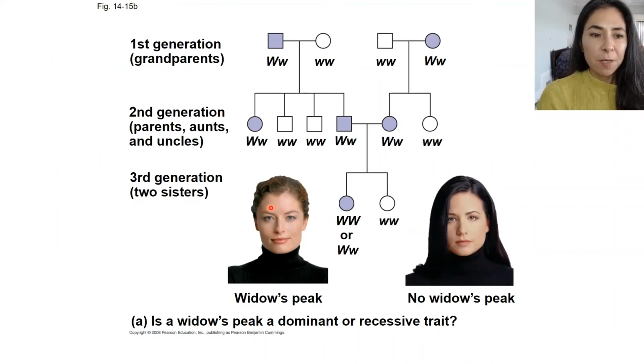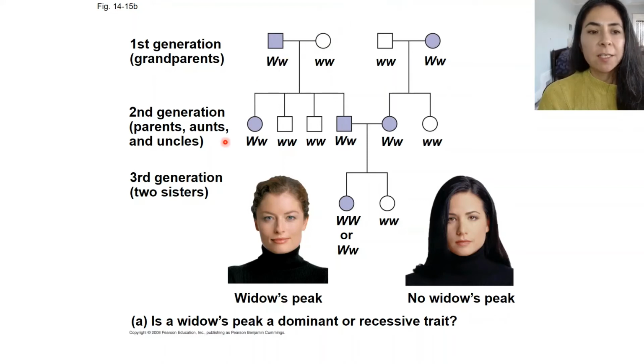This is a widow's peak, which someone in the discussion board brought up. So here we have a widow's peak. Here's someone without a widow's peak. And the question here is, is widow's peak a dominant or recessive trait? So let's look at this family pedigree to try to figure this out. Here's our first generation, the grandparents. And so we have someone with a widow's peak mating with someone without a widow's peak in 2 different generations.